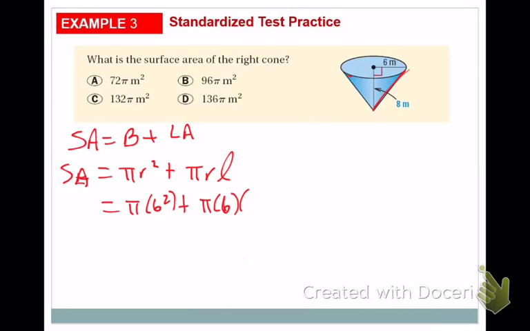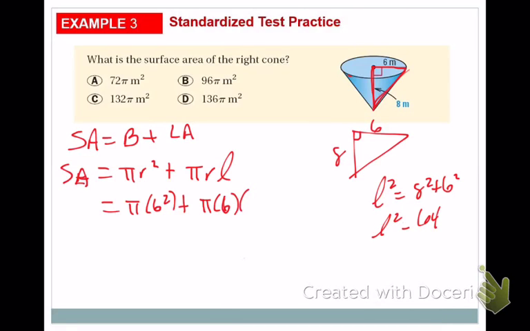But we can use the height of the cone and the radius, and the fact that they're going to form a right triangle with the slant height, to go find that slant height. So this is 8, this is 6. To find the slant height, we just use the Pythagorean theorem. L squared is equal to 8 squared plus 6 squared. L squared is equal to 64 plus 36. L squared equals 100, square root, and L is 10.